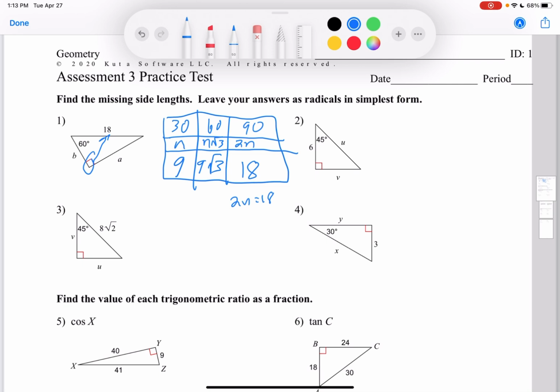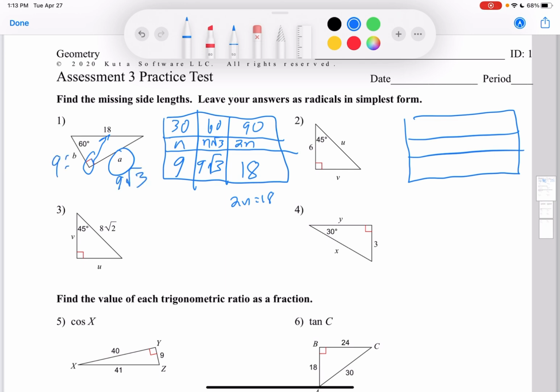Question number 2. Now we have a 45, 45, 90, so we're going to make our table for 45, 45, 90. So anyway, sorry, go back to question 1 again. So A is opposite the 60, so A is going to be 9 radical 3, and B is going to be 9. And you could put it as 9 radical 3 on your test.